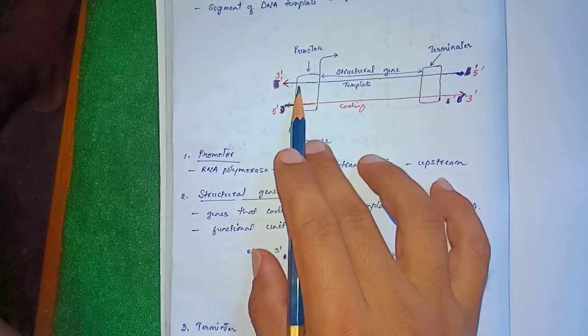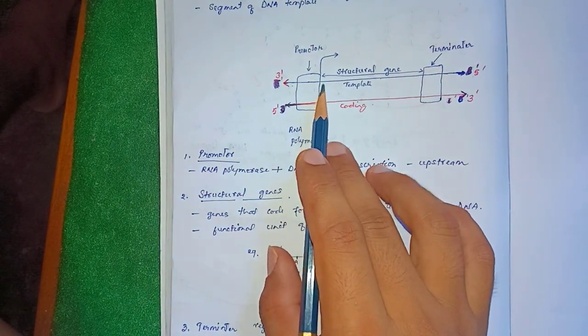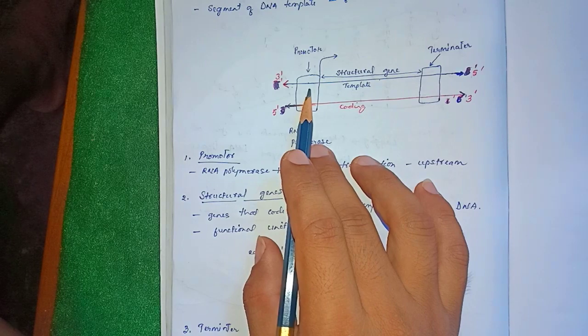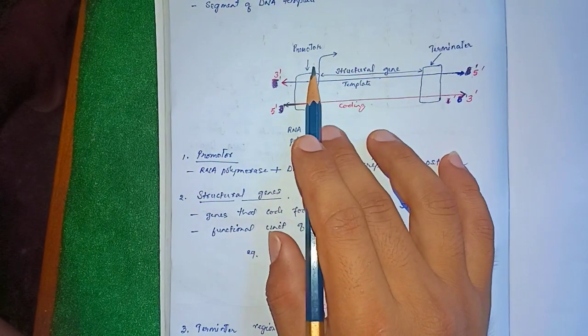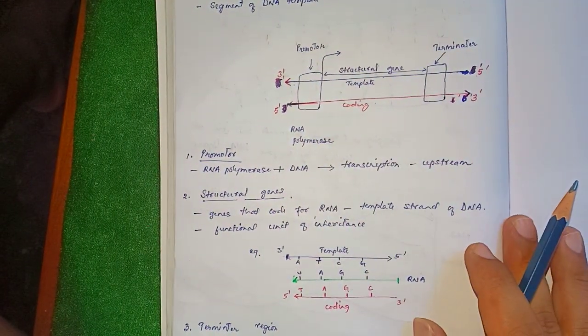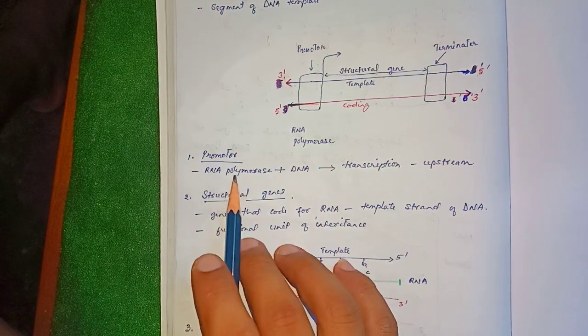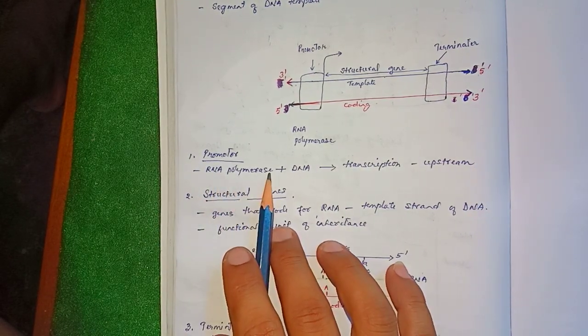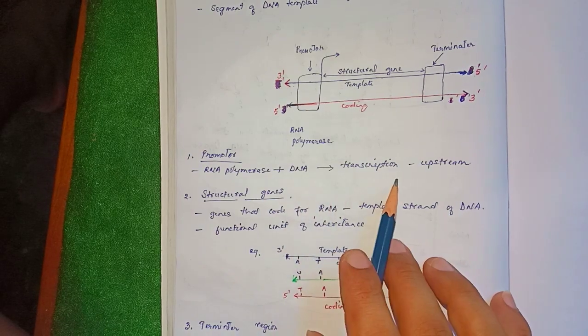And this promoter region is located upstream, this side, upstream of the initiation codon. We shall be discussing upstream and downstream later on. So the promoter is the region where the RNA polymerase comes and binds the DNA to start the transcription.